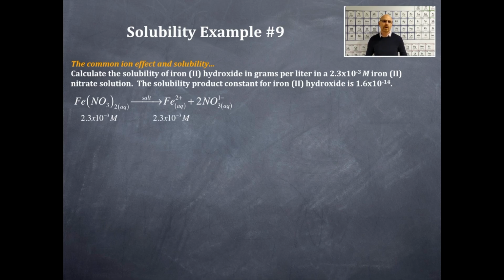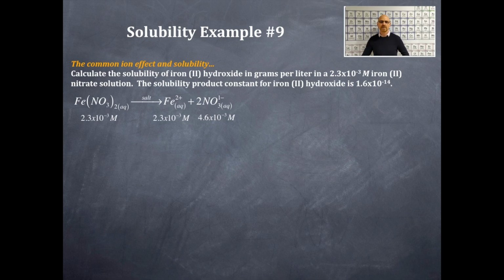Therefore, the mole ratio between the iron nitrate and the iron ion is 1-to-1. Therefore, the concentration of the iron is 2.3 times 10 to the negative 3 molar as well. The concentration of the nitrate, not that we need it for this particular problem, is 2 times that value at 4.6 times 10 to the negative 3 molar.